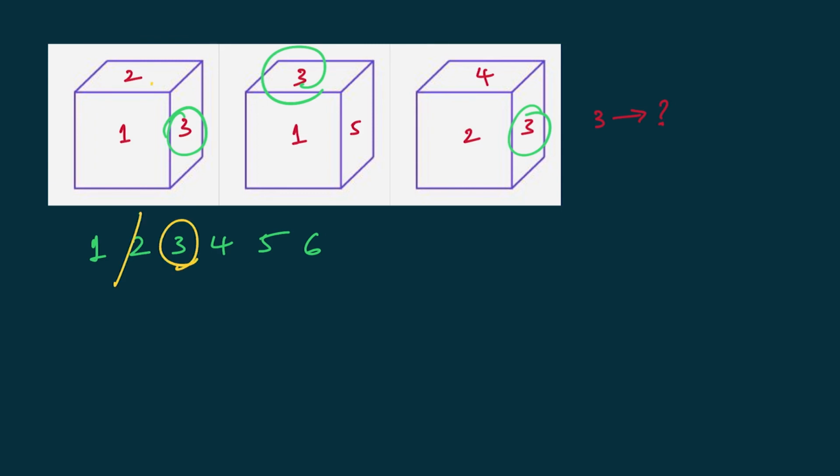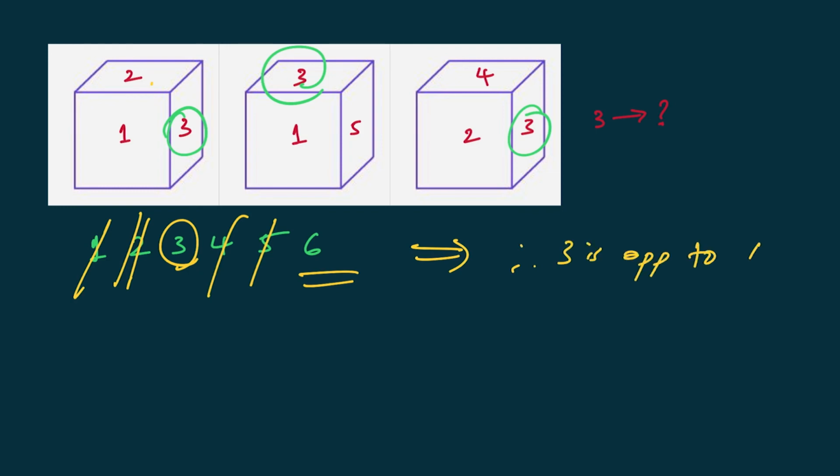We are finding the number that is opposite to 3. So 2 and 1 will not be opposite, 1 and 5 will not be opposite, and 4 and 2 are also not opposite to 3. So we are left with only 6. Therefore we can say that 3 is opposite to 6.